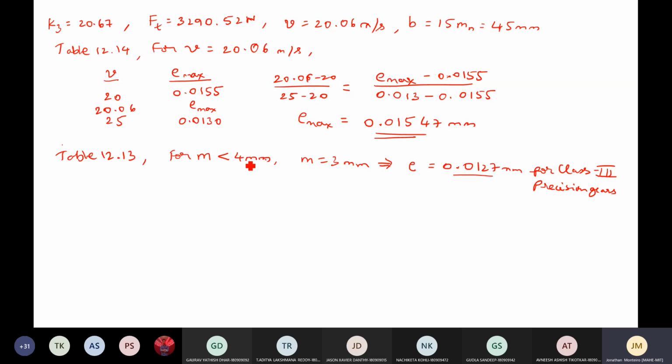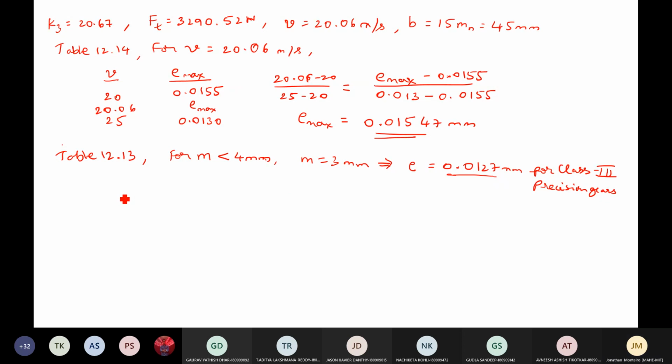See, definitely for 4 mm itself it is 0.0127 mm, that is given in the table. But if you want to go for 3, obviously it is going to be less than that. So we assume that let us design for class 3 so that this value 0.0127 is directly taken. We don't have anything as a reference over here. So that is why we can take this value of 0.0127.